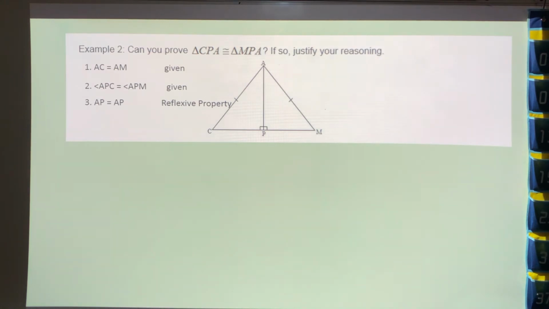If we write down the givens in the problem, because of the description, we have 90-degree angles and we have congruent hypotenuses by the marks. And we know side AP is congruent by the reflexive property. So this triangle would be congruent by hypotenuse leg.